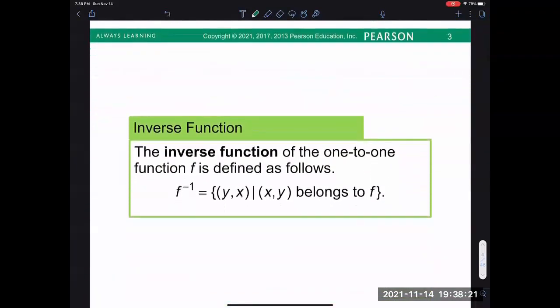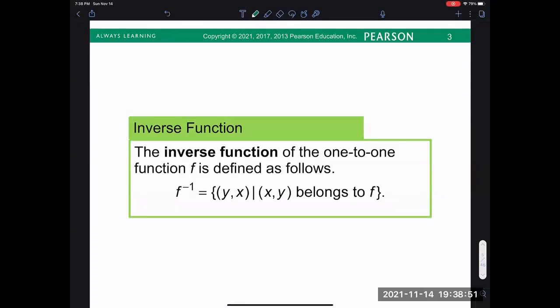All right, so here they're reminding us, or pointing out, that the inverse function of a one-to-one function, meaning that it passed the horizontal line test, is defined by taking all the x and y values from your original function and switching the x and the y. And so they're doing that here. They're saying we're going to say that the inverse function is equal to the points of the original function with all the x's and y's flipped.